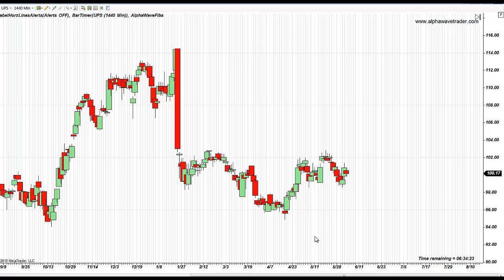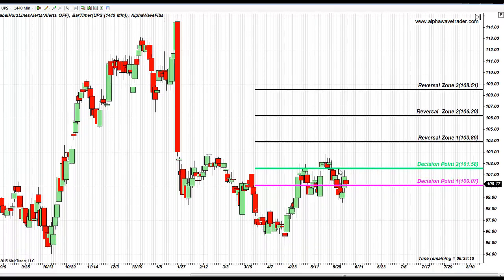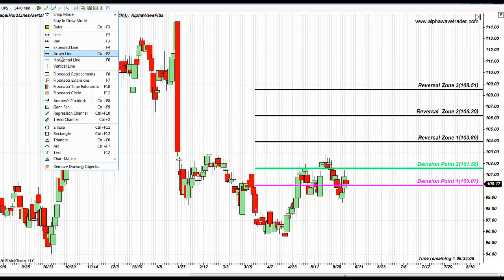UPS in very powerful uptrend on daily chart. No ifs or buts around it. Price very, very close to reversal zone. This is not the time to buy UPS. Actually, it's a decision point too right now. What is it showing right now?